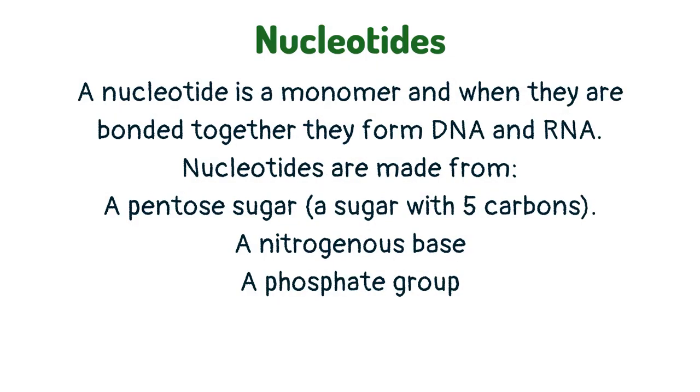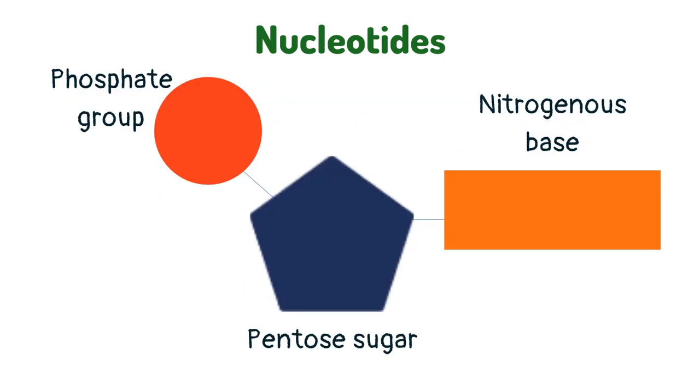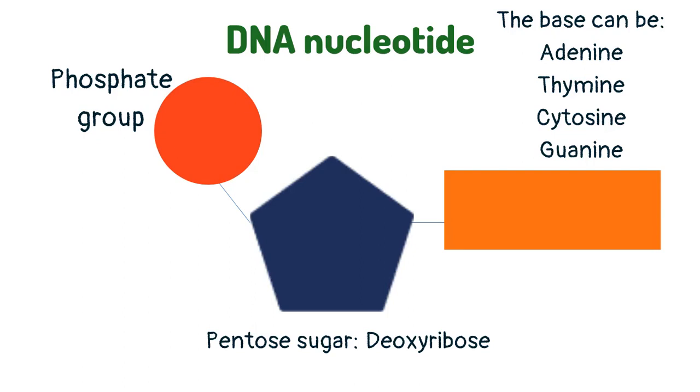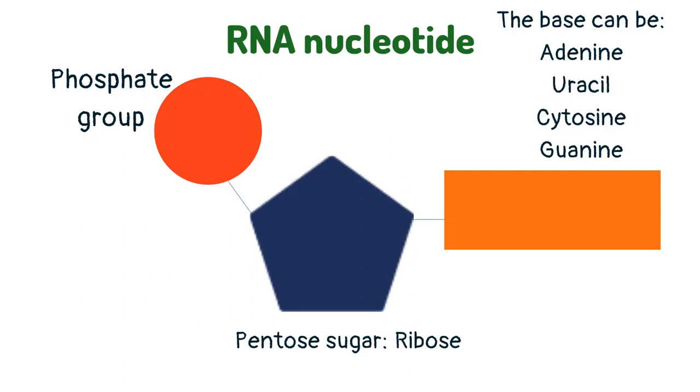A nucleotide is a monomer, and when they are bonded together they form DNA and RNA. Nucleotides are made from a pentose sugar, which is a sugar with 5 carbons, a nitrogenous base, and a phosphate group. A nucleotide is made from a pentose sugar, a phosphate group, and a nitrogenous base arranged as shown. In DNA the base can be adenine, thymine, cytosine or guanine, while the pentose sugar is deoxyribose. In RNA the bases can be adenine, uracil, cytosine, guanine, while the pentose sugar is a ribose sugar.